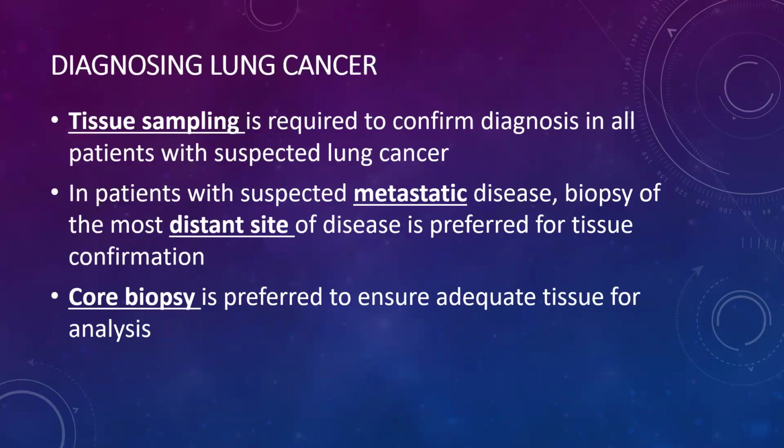So to diagnose a patient with lung cancer, tissue sampling is still required. But if you have a patient suspected of having metastatic disease, then biopsy of the most distant site is preferred over the actual mass. For example, if a patient has a right upper lobe mass, but there are also signs of involvement of a supraclavicular lymph node, then it might be easier to do a biopsy of the supraclavicular lymph node rather than doing a more invasive biopsy of your lung mass.